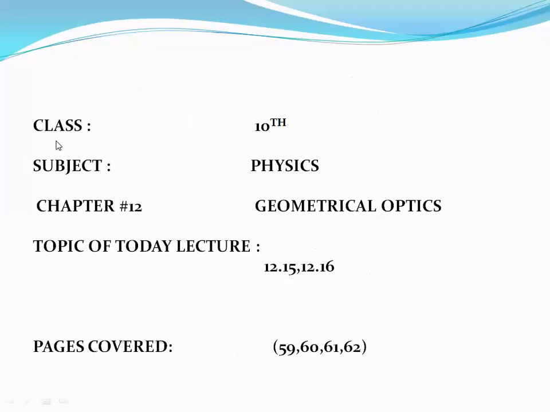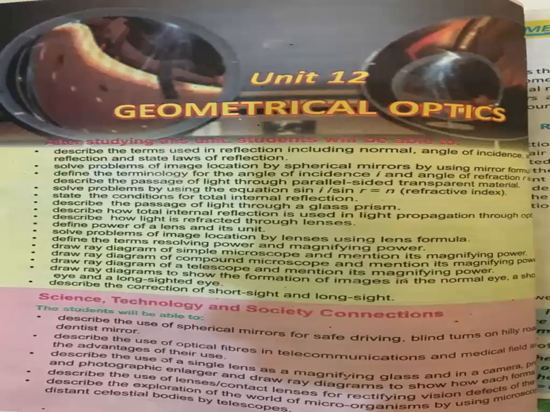I repeat, class 10, subject physics, chapter number 12. The name of the chapter is Geometrical Optics. The topics of today's lecture are 12.15, which is the human eye, and 12.16, the defects of vision. These two topics are on page number 59. We will start from 59, then move to 60, 61, and 62. This is unit number 12, Geometrical Optics.